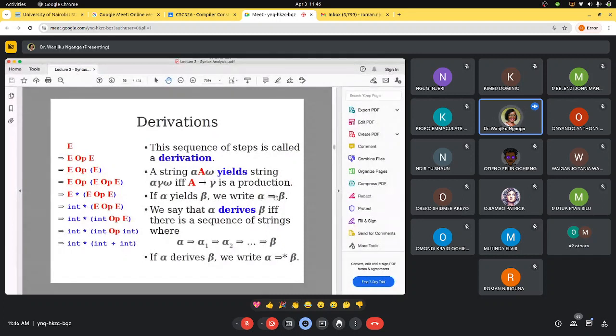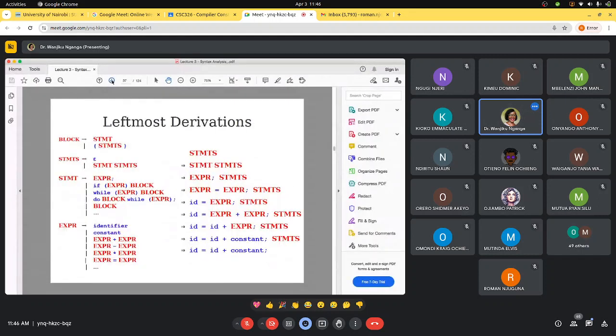Okay? And you say that if alpha yields beta, then we write it like this. Because we're saying you get beta by deriving from alpha. And you say that alpha derives beta if and only if there's a sequence of strings where you start with alpha and you have all the sequence of strings and we end up with beta, which we also express this way. So repeated derivations transform alpha into beta. These notations we'll be seeing especially as we talk about the algorithms for parsing. So that's why we are reintroducing them here again.